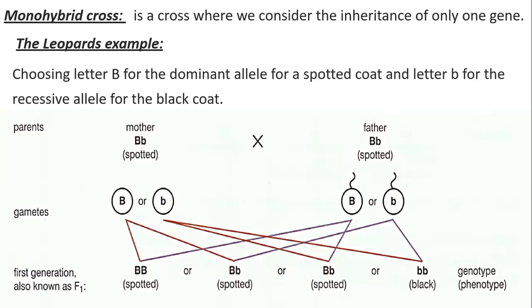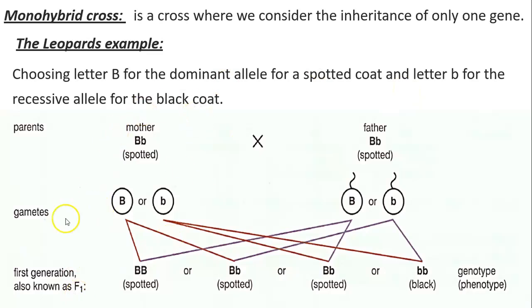Let's take a look at the leopards example. Now let's take a look at the fur color of all of the leopards. So we chose the letter B for the dominant allele. And of course, if you chose a letter for the gene, you have to use the same letter for both dominant and recessive alleles, even if they don't start with the same letter. This has nothing to do with the initial. This is related to the rule that the same gene must have the same letter. So here we go, B capital and b lowercase.